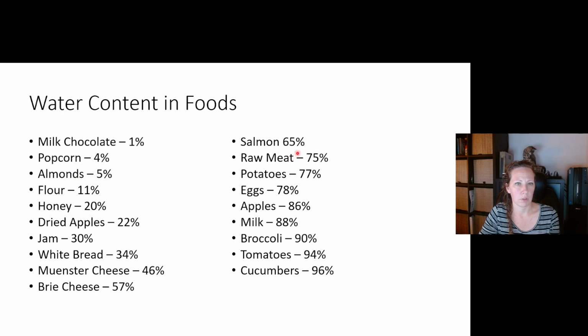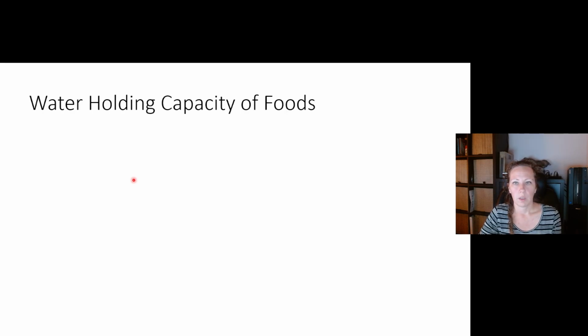This salmon, it might be cooked salmon. It might be higher if it's raw. The only one here that hasn't been processed would be honey, at 20%, which is lower. But even things that you think of as very dry, like flour, have 11% water in it. Popcorn has 4%, almonds 5%. I guess almonds would be one that's not really processed.